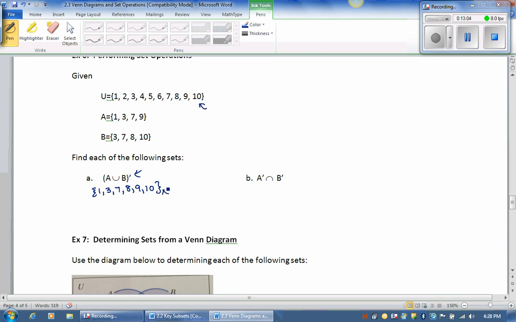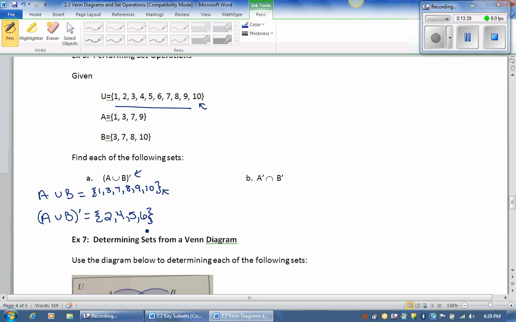Okay, this here is A union B. I now want the complement. So I want everything in here that's not in here. So I've got the 1, I don't have the 2, I've got the 3, I don't have the 4, I don't have the 5, I don't have the 6, I've got the 7, 8, 9, and 10. So there's its complement. Not bad, right?